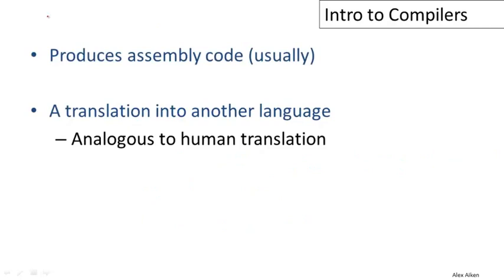Finally, the last compiler phase is code generation, often referred to as code gen. Code gen can produce assembly code. That's the most common thing that a compiler would produce. But in general, it's a translation into some other language. And this is entirely analogous to human translation. Just as a human translator might translate English into French, a compiler will translate a high-level program into assembly code.